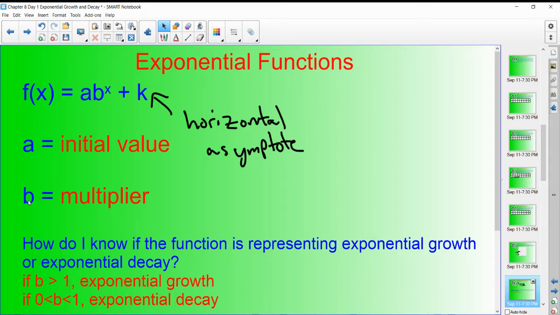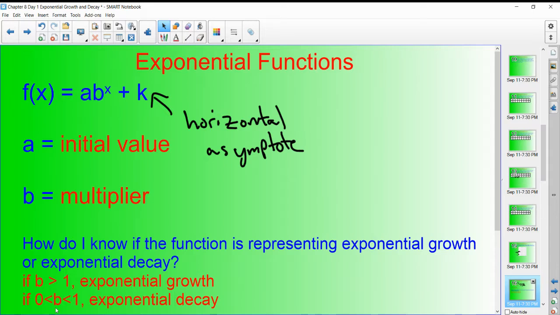Now, depending on our multiplier, we either have exponential growth or we have exponential decay. So if the multiplier, if the b value is greater than 1, we increase. We have growth. You multiply something by a number bigger than 1, it gets bigger. And then the opposite's true. If you pick a number between 0 and 1, you have decay. So if our multiplier was 1/2 or 1/3 or 0.9, 0.6, it decays.